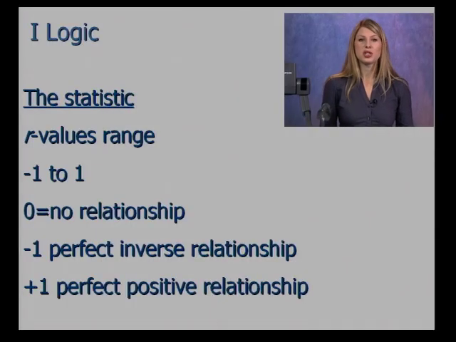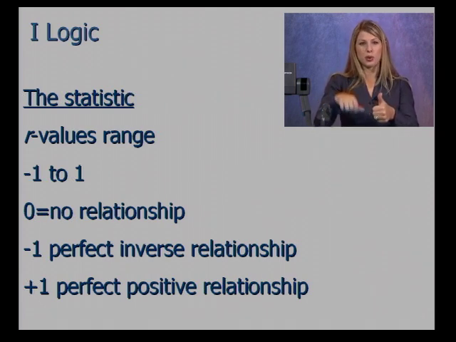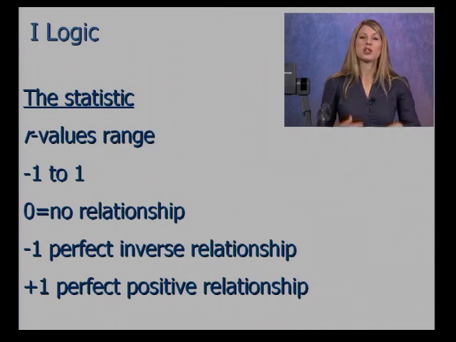A perfect positive relationship is a relationship where both variables move in the same direction. So for example, the more hours you sleep, the happier you are. Both of those variables are going in the same direction. The fewer hours you sleep, the less happy you are. They're both going in the same direction. There's a relationship, but it's in the same direction, and that's what we call a positive relationship. And a +1 for an R value is a perfect positive relationship. So it's a perfect relationship between these two variables.